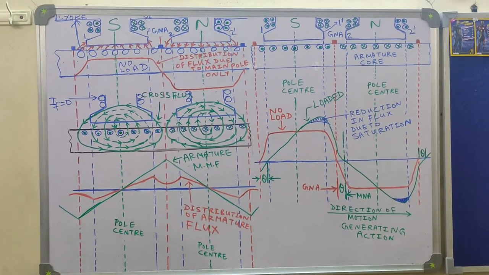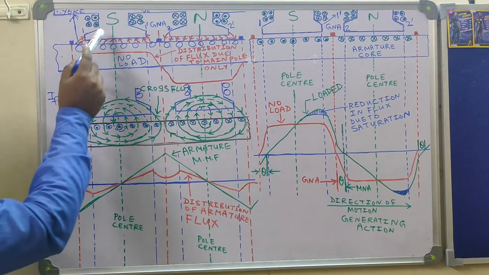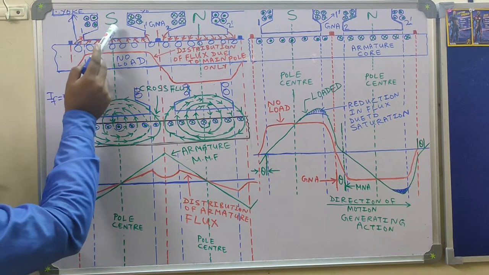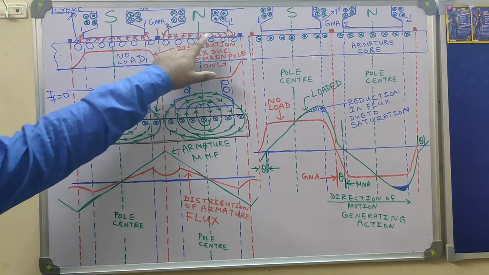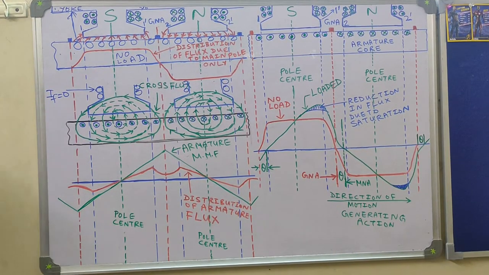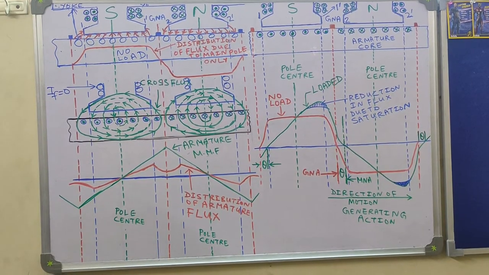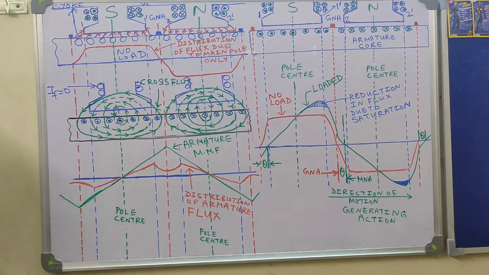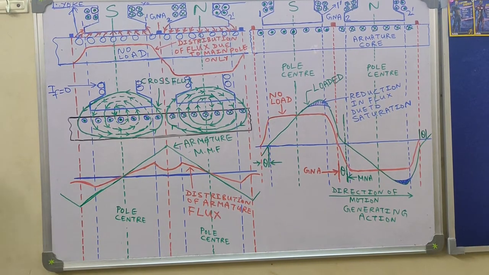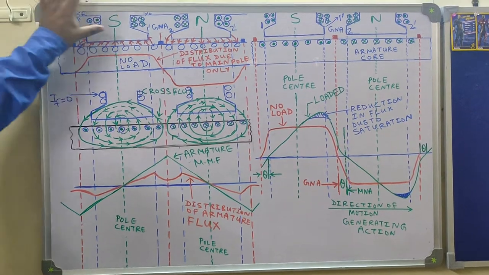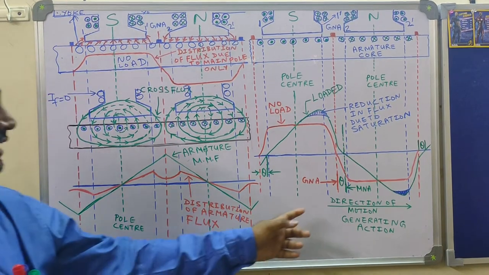Now, instead of naming this south pole tip as 1 and 1 dash, or instead of naming this north pole tip as 2 and 2 dash, we can equally use another phrase, and that is leading pole tip and trailing pole tip. It is very easy to determine which is leading and trailing pole tip. What you have to do, you have to just move from one brush to the another brush. But when you are moving from one brush to the another brush, you have to maintain the direction of motion.